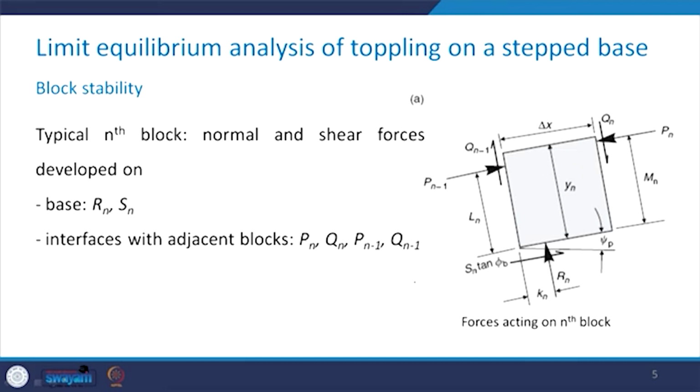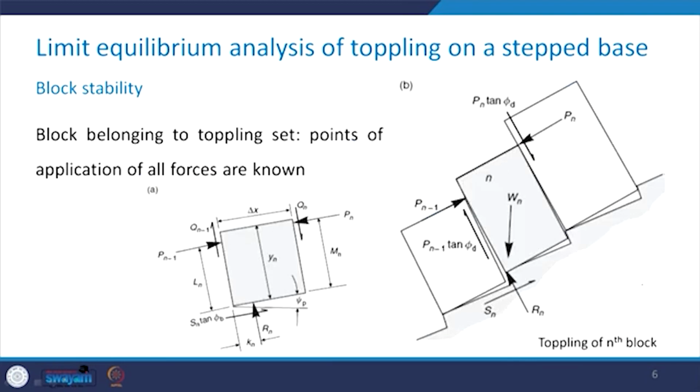Now let us consider a typical nth block. So the normal and the shear forces that are developed on the base, I mentioned to you that these are Rn and Sn, and at the interfaces with the adjacent blocks, like has been shown here, normal forces are Pn and Pn minus 1 and the shear forces are Qn and Qn minus 1. So these are the typical forces which are acting on the nth block.